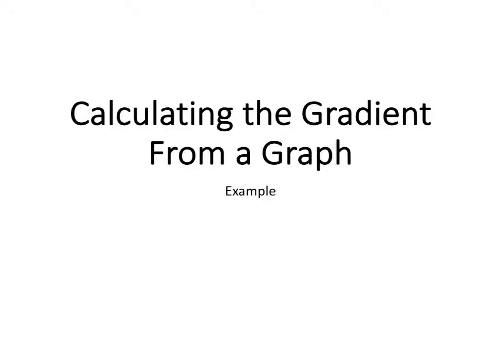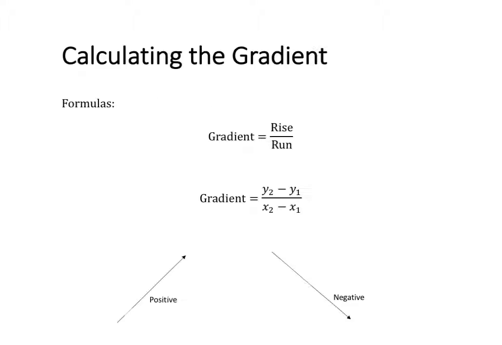In this video, we're going to have a look at how to calculate the gradient of a straight line from a graph. So to calculate the gradient, we can either use the formula gradient equals rise over run, or gradient equals y2 minus y1 over x2 minus x1. The first formula we can use when we're calculating the gradient off of a graph.